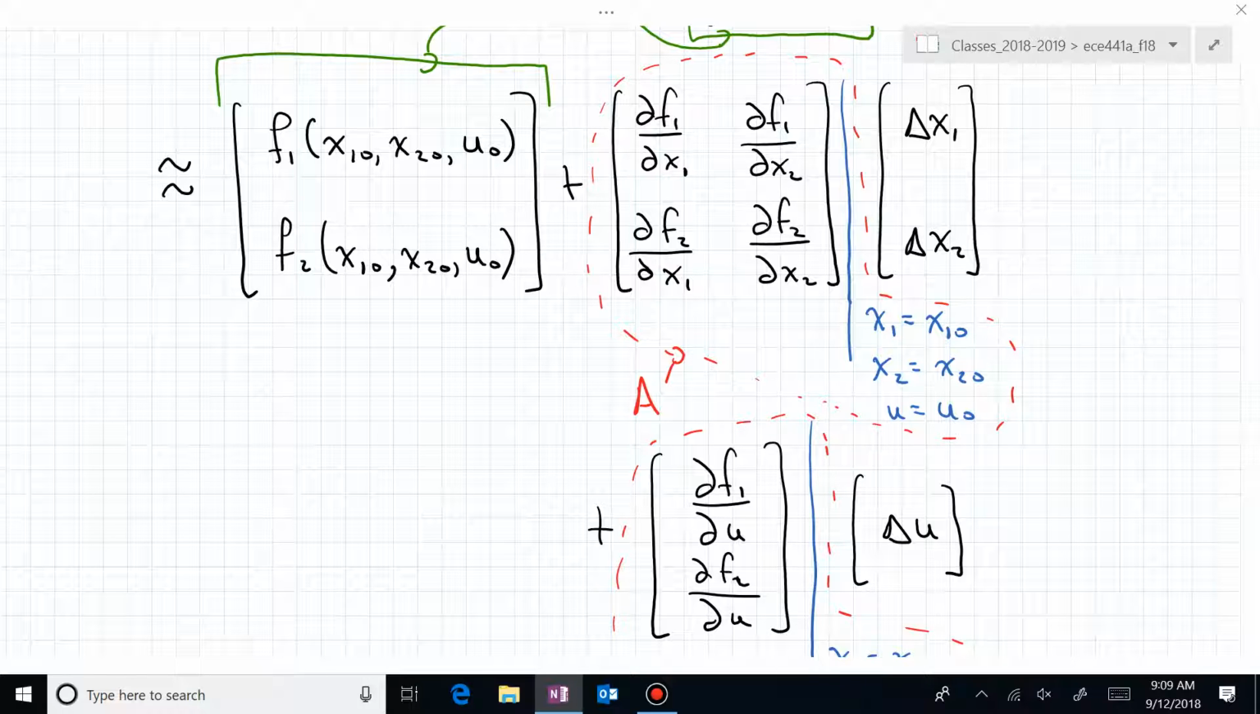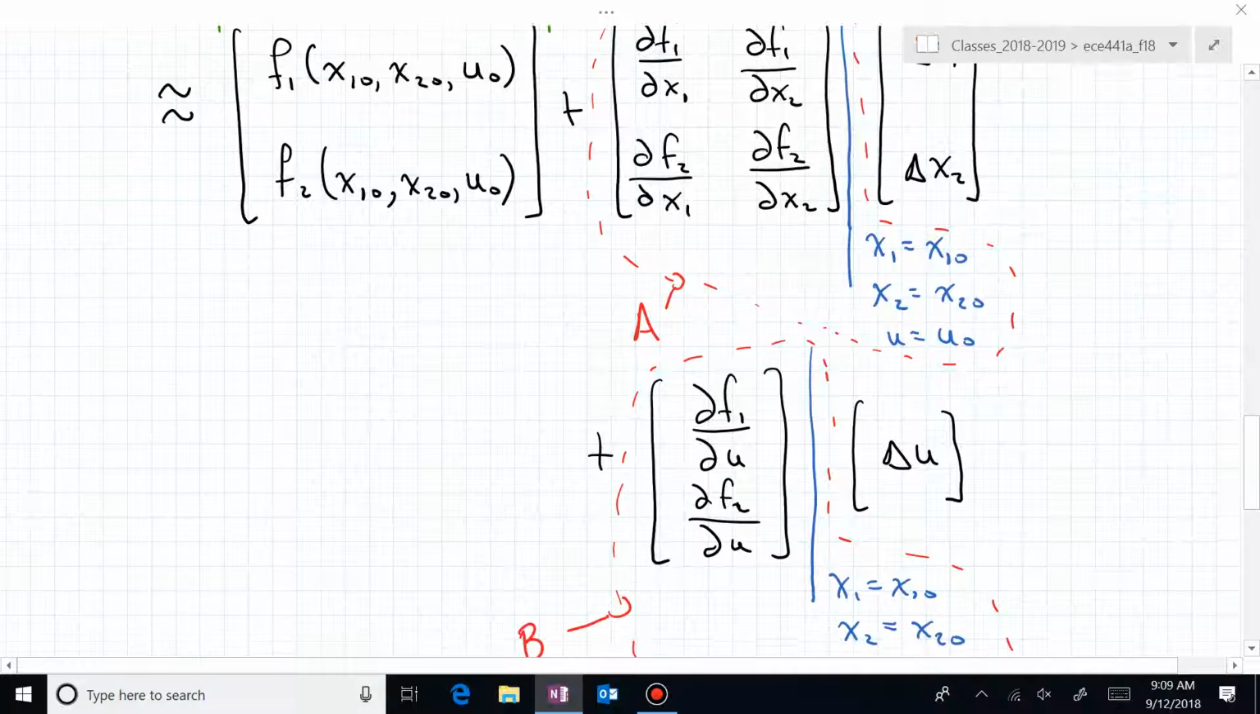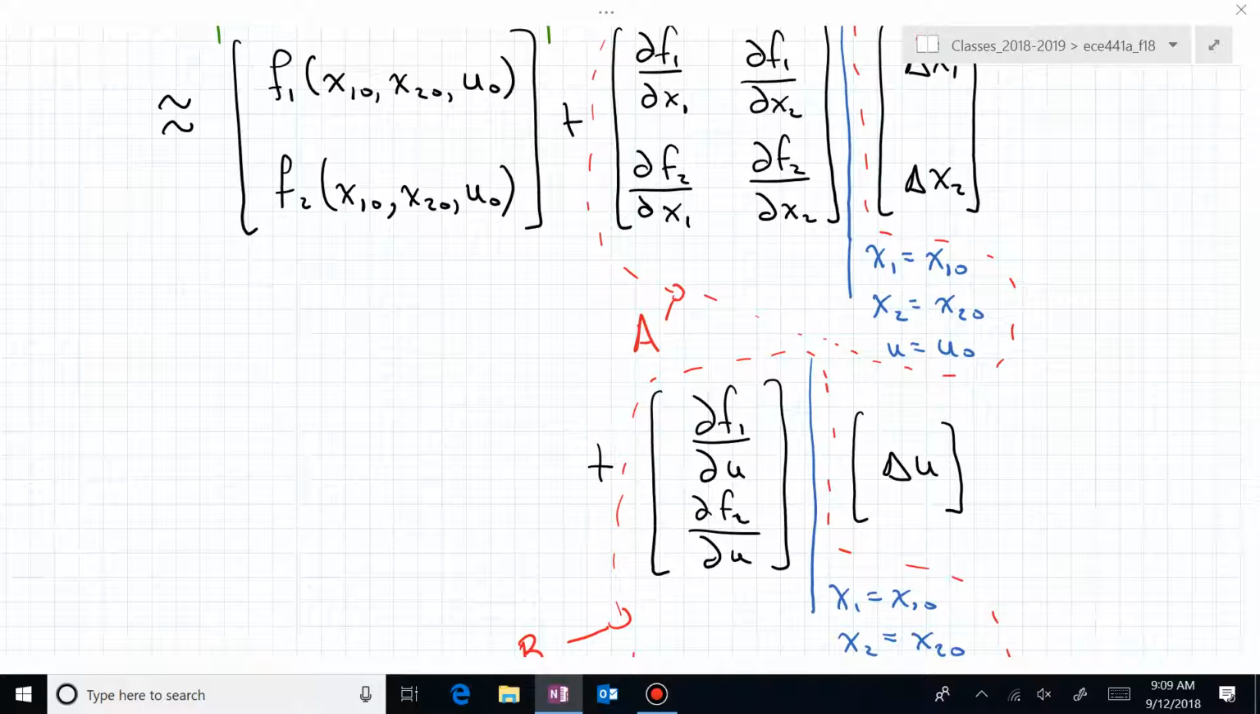All of that now combines to give us our linearized behavior of this nonlinear system about an operating condition, where what I've highlighted in the dashed red is our system matrix A and our input matrix B, and that's after we've performed these partial differentials on the f with respect to x's and u's. We evaluate those for x1 naught, x2 naught, and u naught. And that will give us a constant A matrix and a constant B matrix.